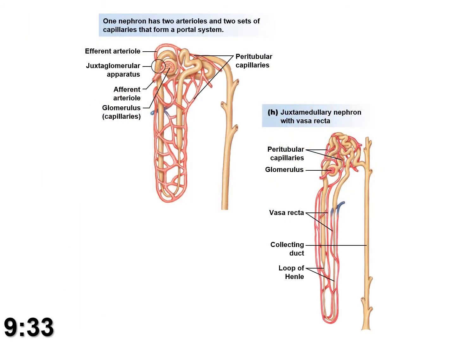In human kidneys, we do sort of have two populations of nephrons. One population of nephron up here in the upper left is called a cortical nephron. And then we have another population where the glomerulus is right on the edge between the cortex and the medulla, and the loop of Henle projects way, way down into the medulla. That's called a juxtamedullary nephron.